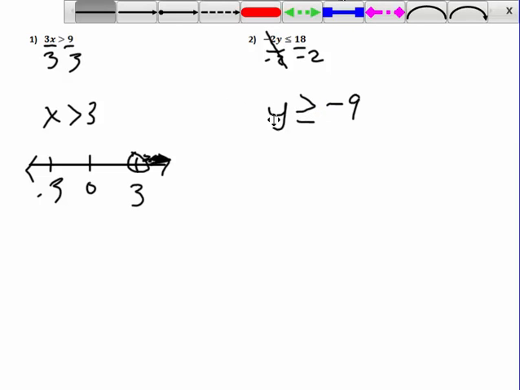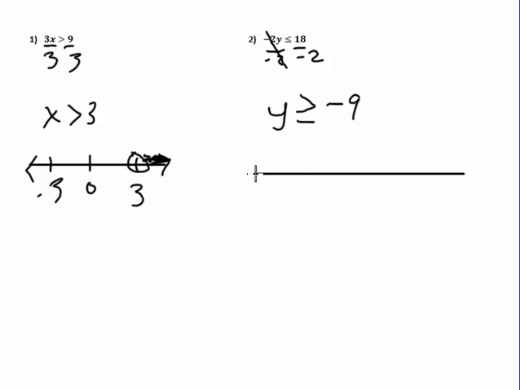Now let's show that on a number line here. I get my number line out. I got a big number line this time. That's a-okay. Here's 0. Here's 12. Here's negative 9. At negative 9, it's going to be a closed circle. Again, greater than or equal to, this one is closed. So we're going to use a closed circle. And we want all the y values that are bigger than negative 9. That's everything to the right.